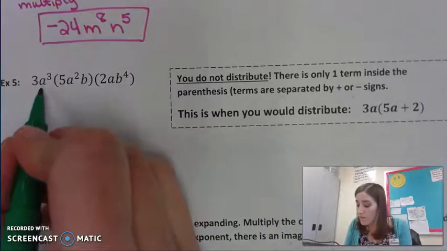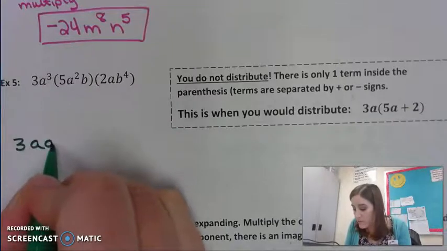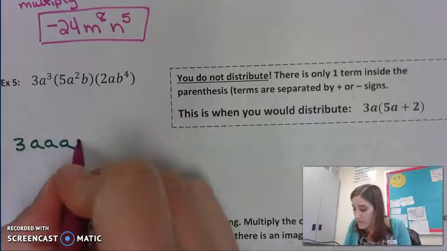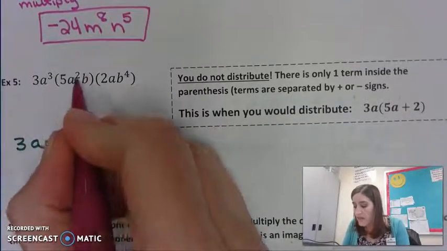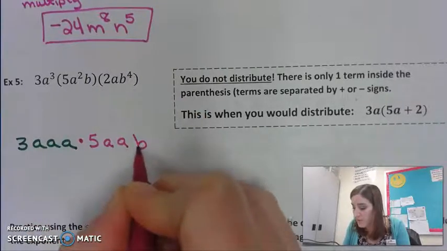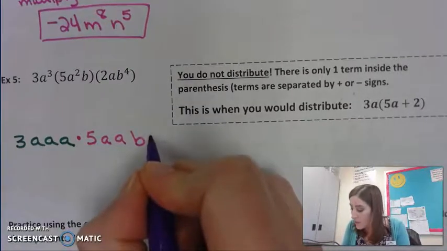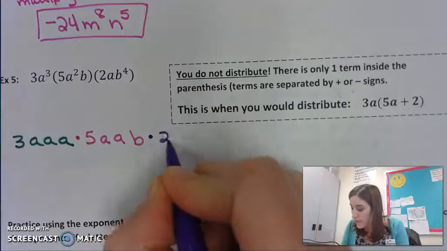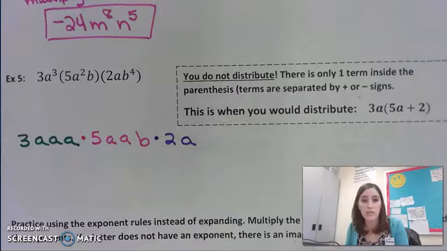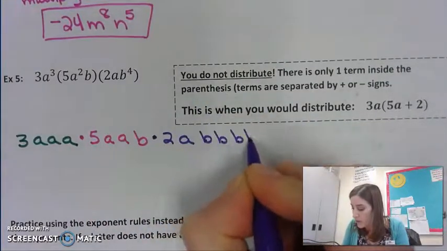So I'm going to start off with the 3a squared. So I've got 3, and then a to the 3rd power means 1, 2, 3 a's. Okay. Then I've got a 5, so this is being multiplied times 5. A squared is a times a. That b doesn't have an exponent, so it's only there once. And then I've got my third set of parentheses. So I've got 2. That a does not have an exponent touching it, so that's just a to the 1st power. It's only one of them there. And then b to the 4th power, so 1, 2, 3, 4.